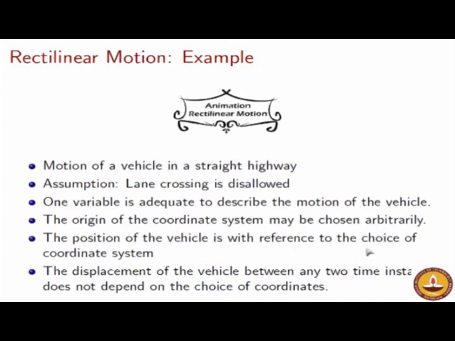So the origin was chosen arbitrarily, the position definitely is with reference to the choice of coordinate system, and a different choice of coordinate system will lead to different positions of the vehicles being determined. But this is crucial, that the displacement of the vehicle between any two time instants does not depend on the choice of coordinate system. Wherever you choose your coordinate system, as far as you are trying to analyze the distance between two points in time, it will not be subjected to this subjectivity as to where you should put this origin, and this is what we call rectilinear motion.